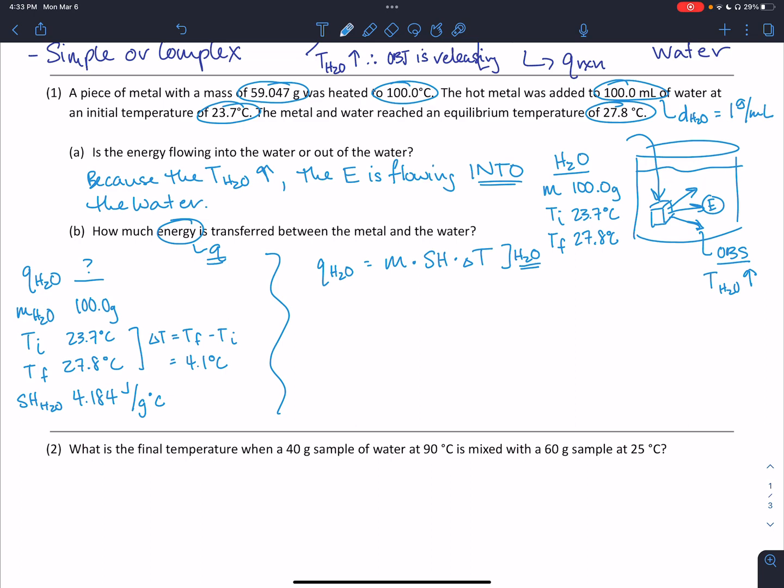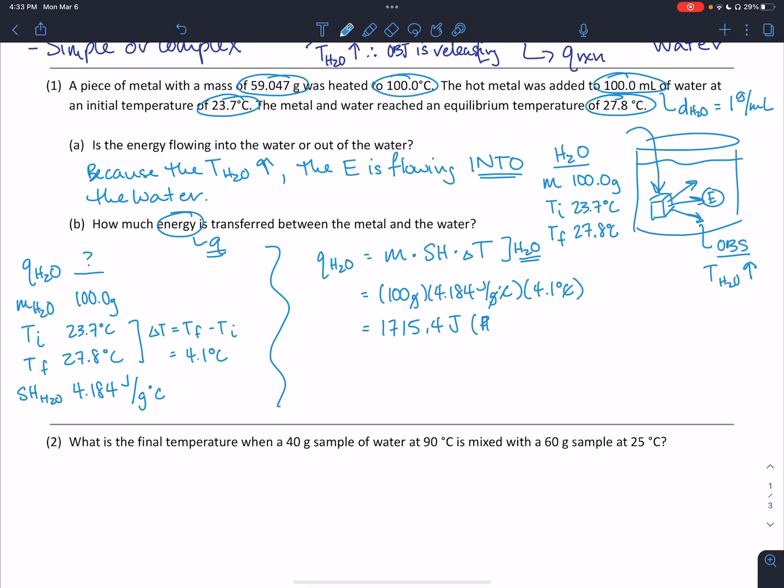If you're going to use the specific heat of water, you've got to use its mass and its temperature change. So we've got 100 grams times 4.184 joules per gram degree Celsius times our temperature change of 4.1 degrees Celsius. Check our units. Celsius is going to cancel, grams are going to cancel, we'll be left with joules. And we find that water has absorbed 1,715.4 joules. So this is absorbed by our water.